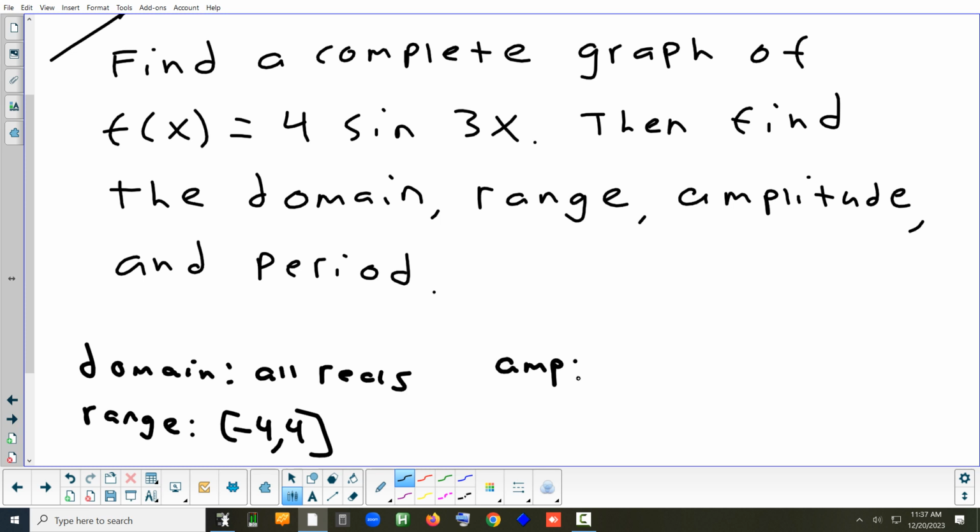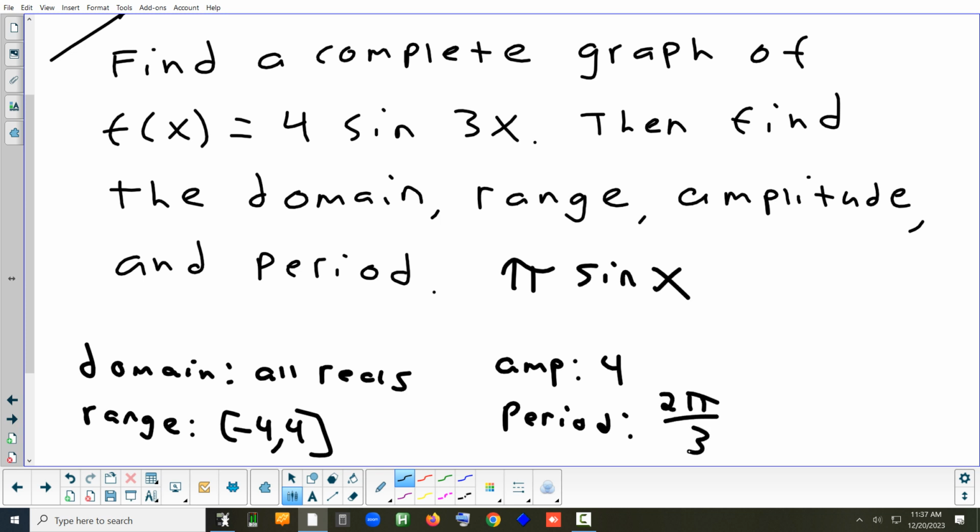Amplitude. We're looking for the amplitude right now. Amplitude usually doesn't have pi in it, unless they did something like this, which would be kind of weird, but they could. Yep, 4. The amplitude is 4. It's the absolute value of the number in front. Now, what's the period? Yeah, that's 2 pi over b, which is 2 pi over 3.